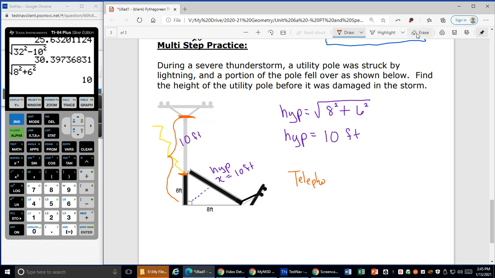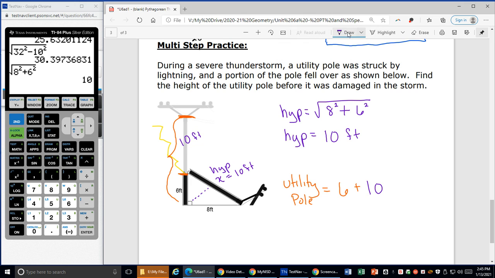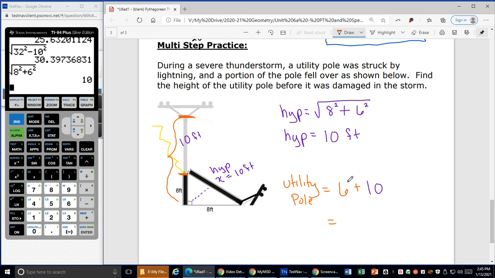or utility pole, I guess we should write utility pole because that's what it says it is. The utility pole has a height of, we have this 6 feet here, and then we have the part that fell over, the 10 feet. So that means my utility pole has a total height of 16 feet. Okay, so I know my utility pole has a height of 16 feet after I used the information from the Pythagorean theorem to find the piece that fell over.